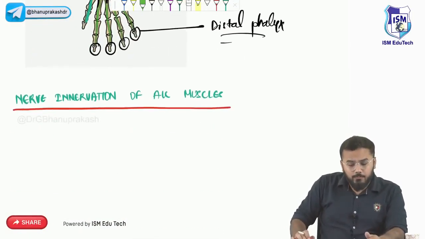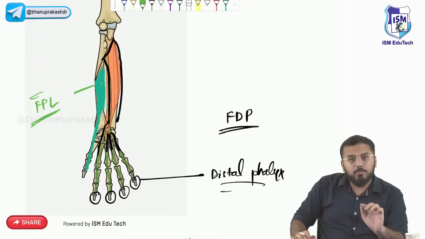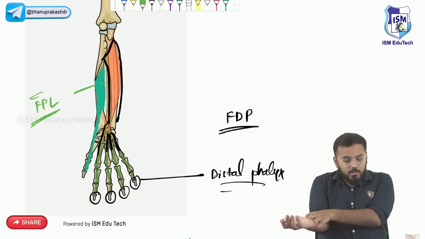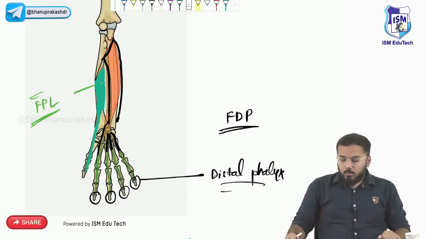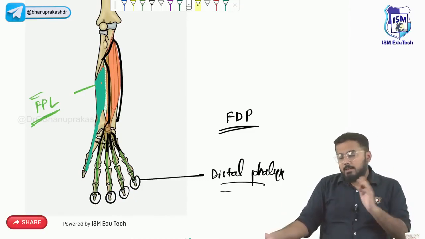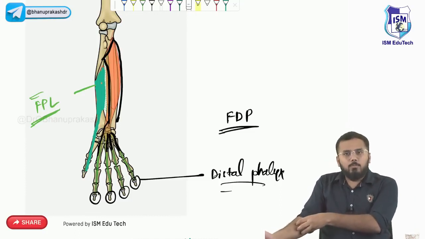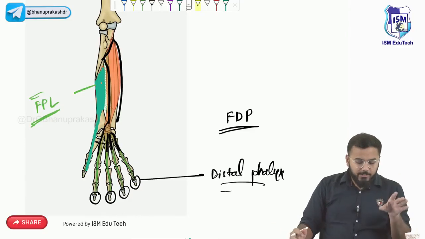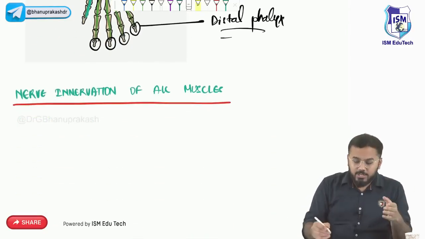Clear? I hope we are done with the discussion of the superficial and deep muscles of the forearm. Now, I can understand that there are many muscles located in the forearm. So, how to remember the nerve innervation for each and every muscle? It is very difficult to remember the nerve innervation for each and every muscle.